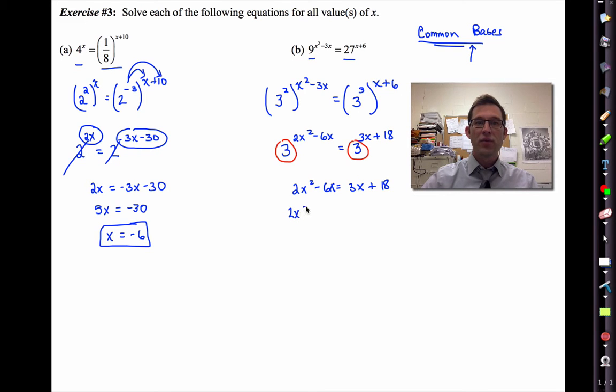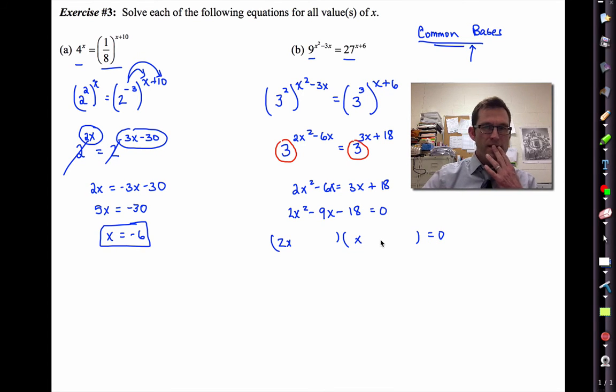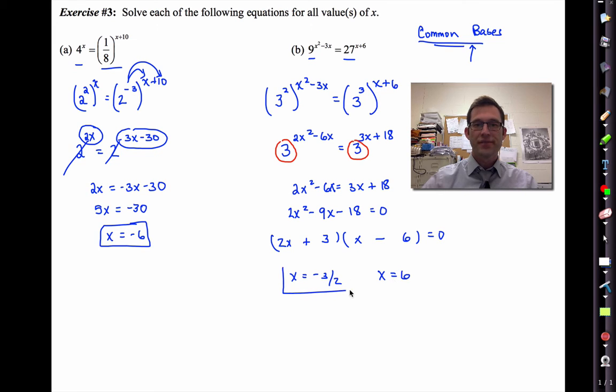We could use any method we really like here to solve this quadratic. We could use completing the square, the quadratic formula. I'm going to be always biased towards factoring. 2x, x, what do you think? So 3, 6, 6, 3, yeah, I like it. 6, 3, negative, positive, right? Negative 12, positive 3 is negative 9. So x is negative 3/2, and x is positive 6.